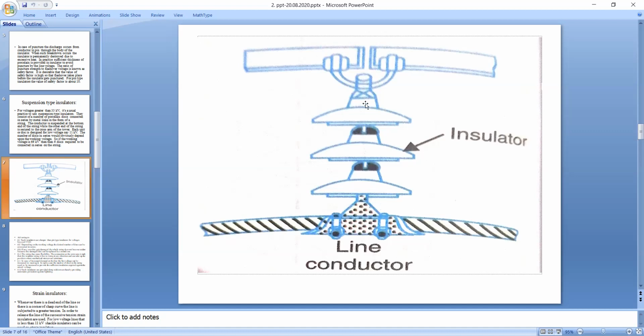So insulator string consists of 3 discs here. So each disc is rated for 11 kV. So ये पहला upper disc है उसका 11 kV, plus middle वाला जो disc है उसका 11 kV, plus bottom वाला जो disc है उसका 11 kV. So 11 kV plus 11 kV plus 11 kV, you have 33 kV, the voltage rating for this entire insulator string.